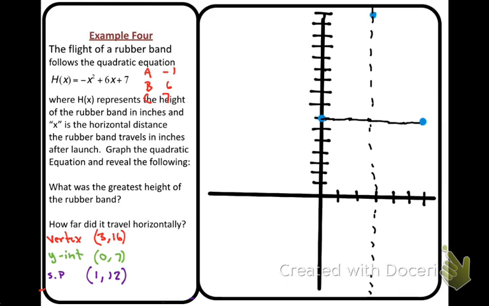Okay, now strategic point is at 1, 12. So I started at 1, 12. 1, 2, 3, 4, 5, 6, 7, 8, 9, 10, 11, 12. So that's about right there. 1, 12. And now we've got to reflect it. So it's 1, 2 over, 1, 2 over. About right there is our other free point. Now, drawing our parabola here.